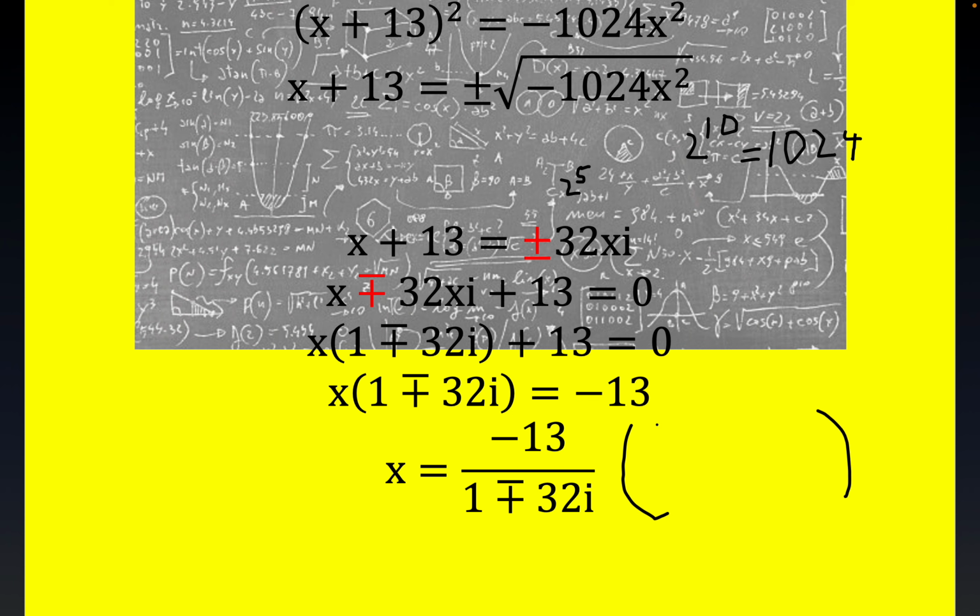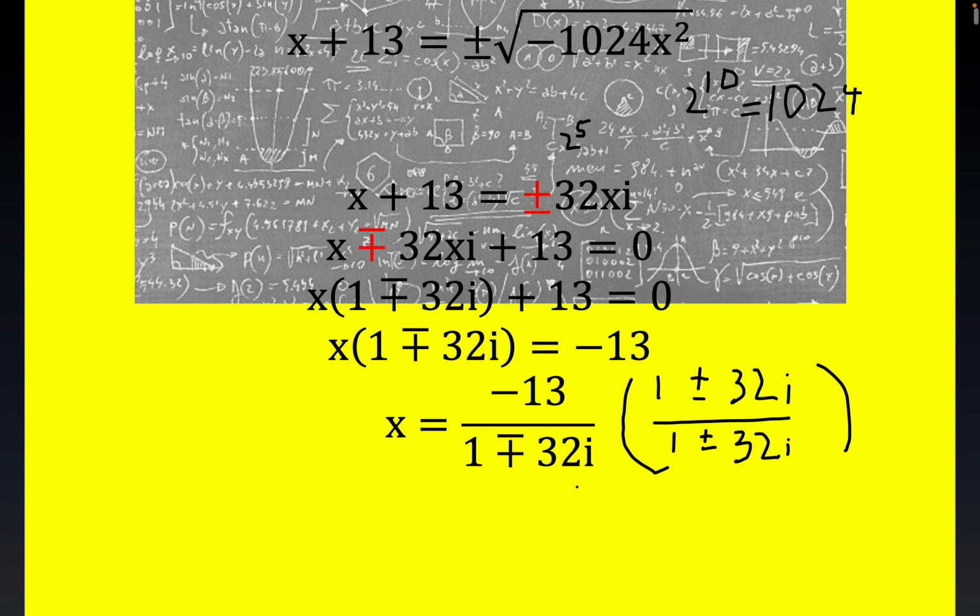We can multiply by 1 plus or minus 32i. This is the standard conjugate trick that works because of the difference of two squares formula. We're going to multiply by a cleverly disguised version of 1. This is a standard idea here. It's how you divide two complex numbers.